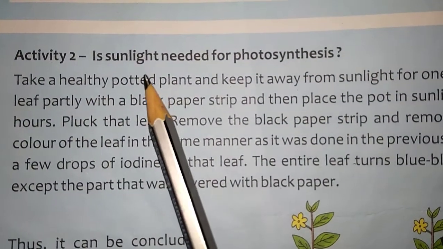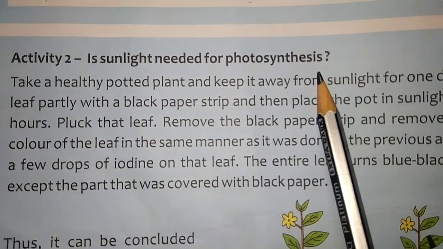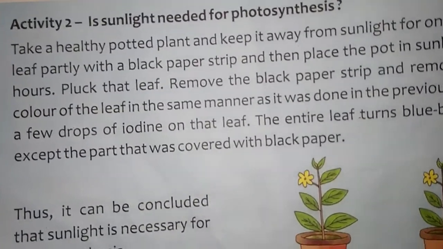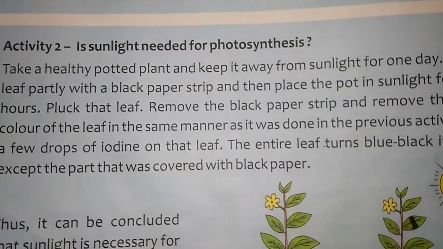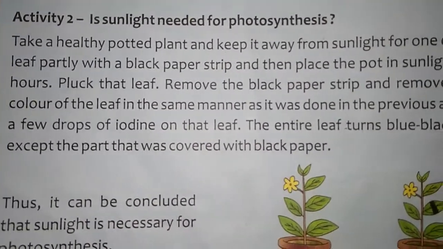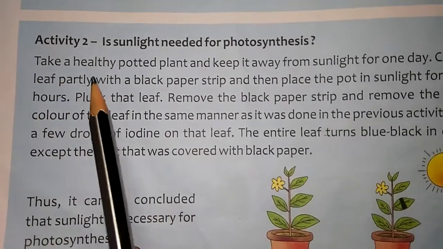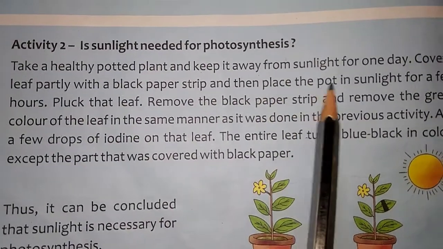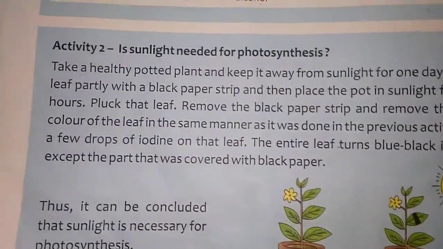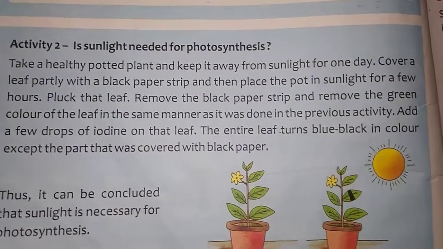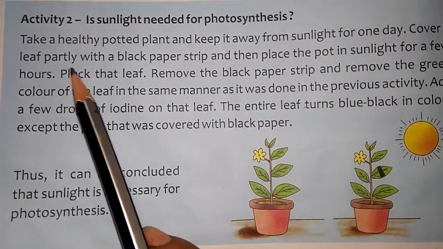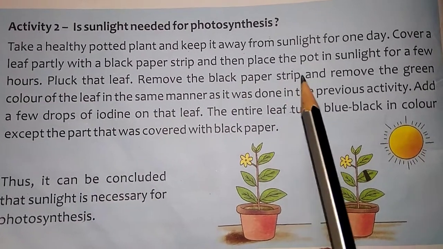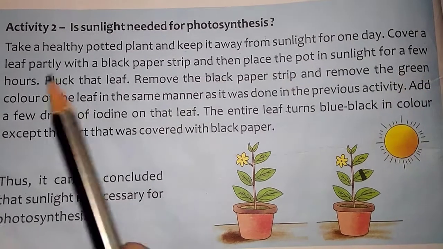Activity 2. Is sunlight needed for photosynthesis? For photosynthesis the plants require sunlight, that we have to see in this activity. Take a healthy potted plant and keep it away from the sunlight for one day. Cover a leaf partly with a black paper strip. Place the pot in the sunlight for a few hours.